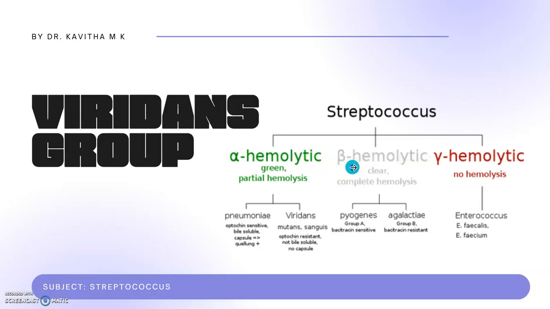And in the beta hemolytic group, as you can see, there is a clear transparent zone surrounding the colonies due to complete hemolysis. Streptococcus pyogenes and Streptococcus agalactiae are included under beta hemolytic streptococci. And gamma hemolytic, as there is no hemolysis, it is Enterococcus. And the species included under Enterococcus are Enterococcus faecalis and Enterococcus faecium.